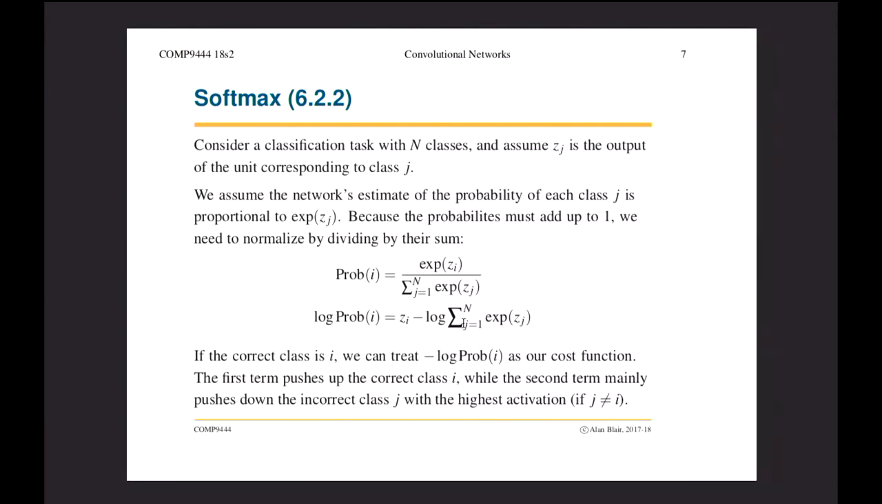And the other classes will all be pushed down. If you look at all the incorrect outputs, there'll be pressure on them to be pushed down, but the higher ones will be pushed down more strongly. So if there's some class which is actually incorrect, but the network's giving it an output that's equal or higher or similar to the correct output, then this training will push that down. But if there's some incorrect class that already has a very low output, then the network won't do much to change it.